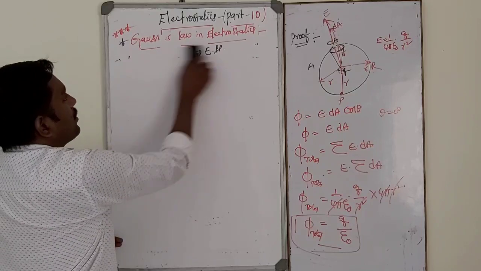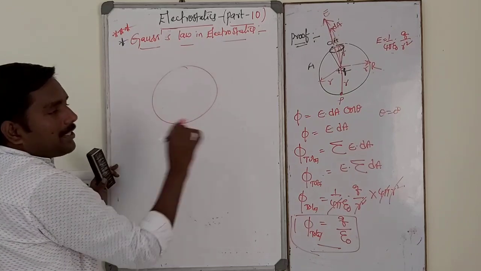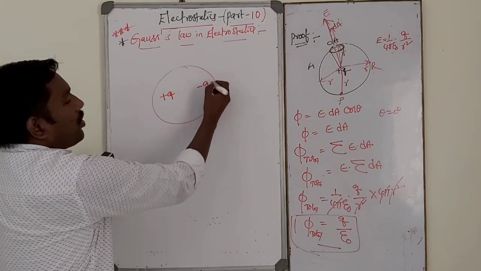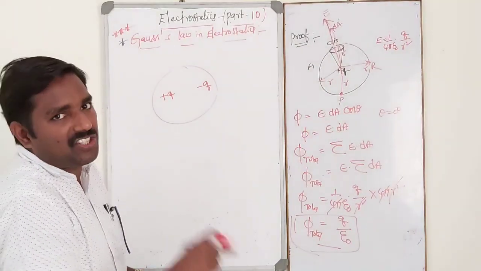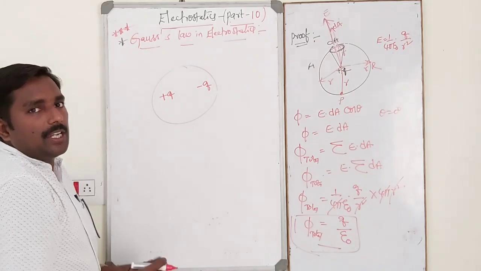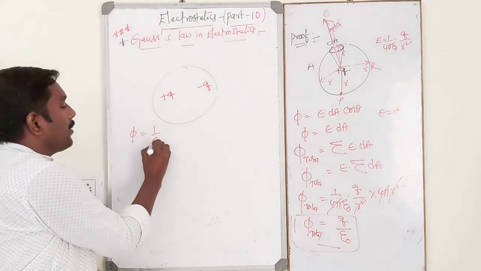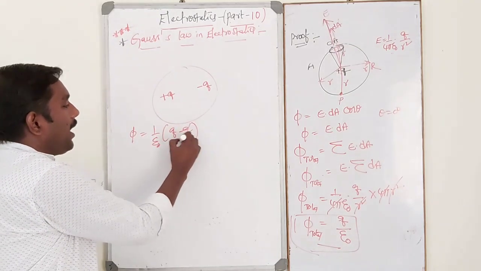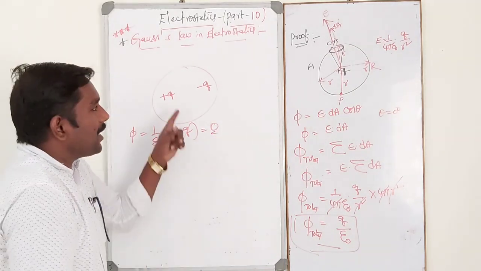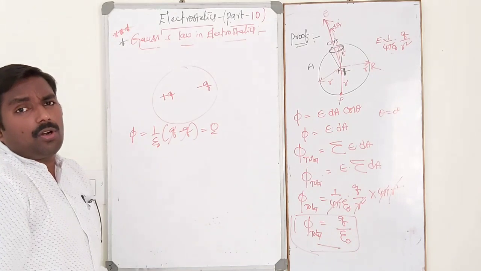Suppose this is a small surface. Inside the surface, two charges are there, plus q and minus q. Both are equal in quantity but opposite in sign, unlike charges. In this case, what is the total flux? 1 by epsilon naught into q minus q, which cancels out. The flux is 0. Two equal opposite charges placed inside the spherical surface give flux 0.